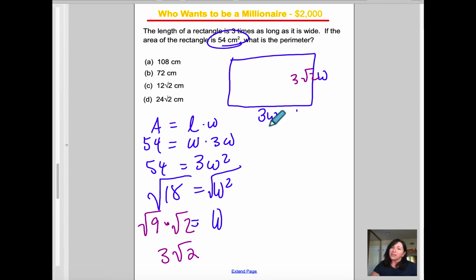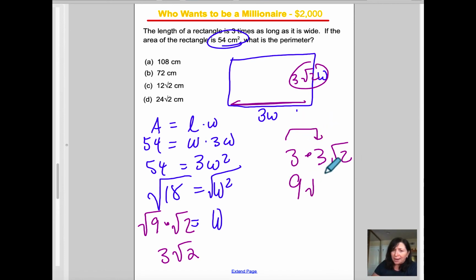And it also means that my length is 3 times that value. So 3 times 3 root 2. Remember, numbers get multiplied with numbers and roots get multiplied with roots. So this is actually 9 root 2. So this value is 9 root 2.